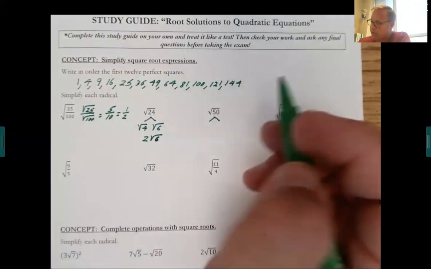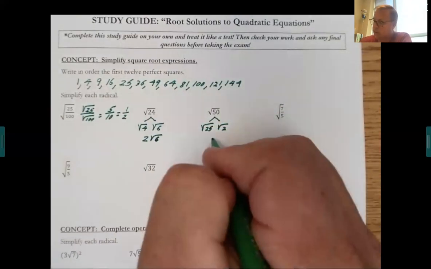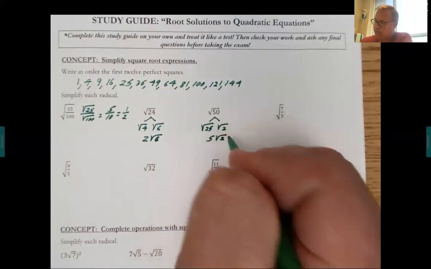Can we do the same thing with the square root of 50? Well, that's 25 and 2. 2 quarters make 50 cents. So 5 square root of 2 finishes that one off.